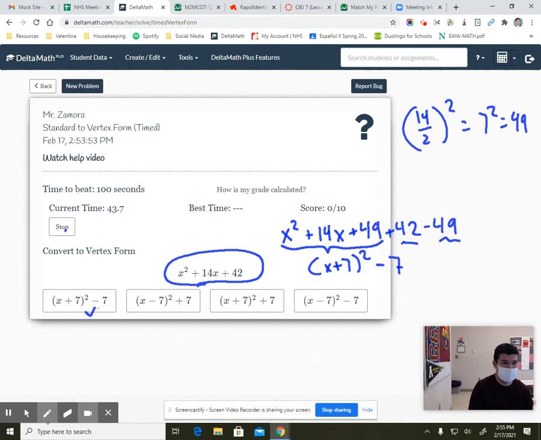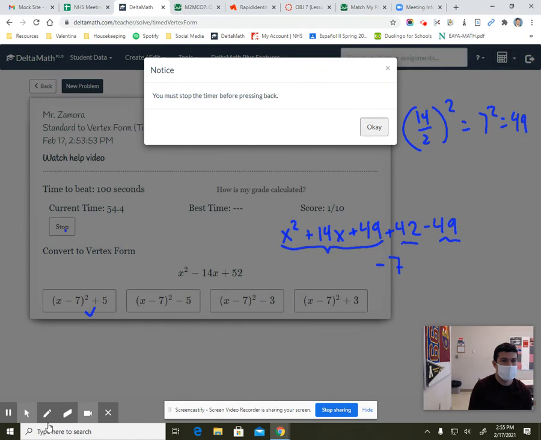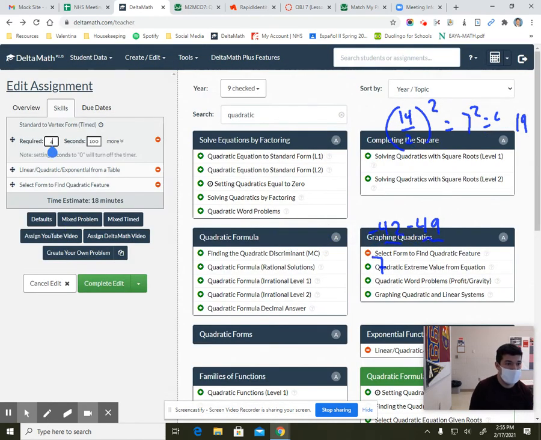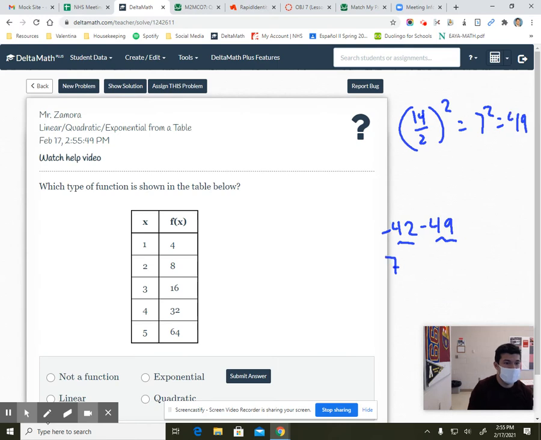All right, and it looks like it's this guy. All right, change back to this tool, and boom, I got it. Okay, so that's how you do that problem. Okay, and let's stop that right there. All right, I'm gonna change that to see if you can knock out 2 of them in 100 seconds. All right, and let's see.